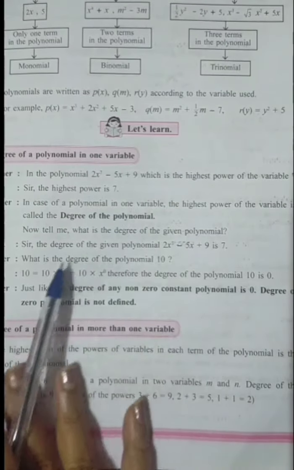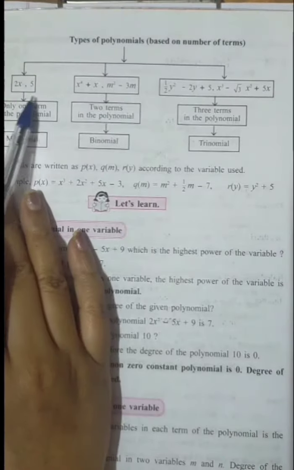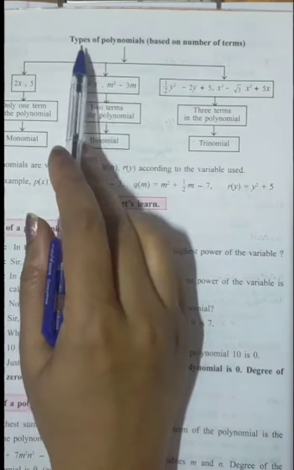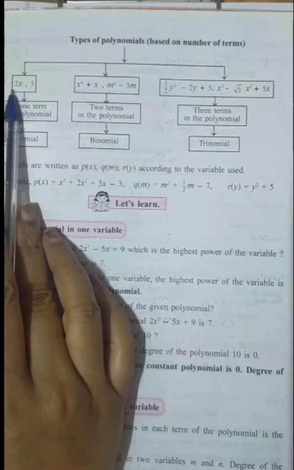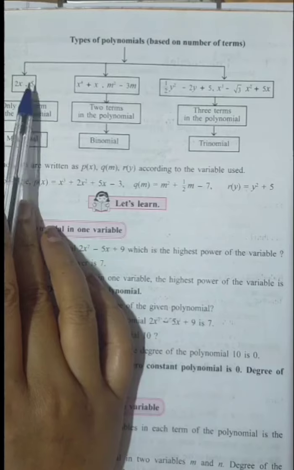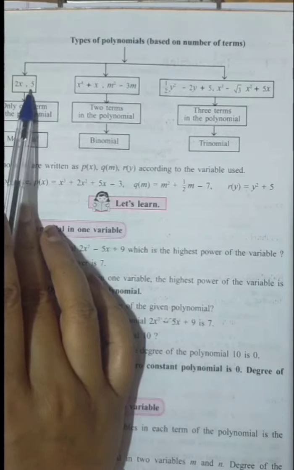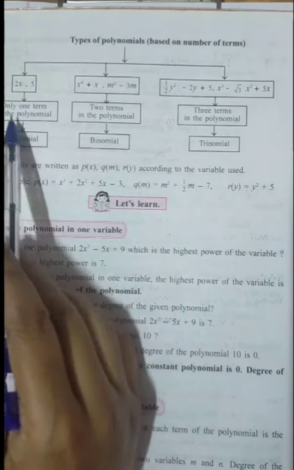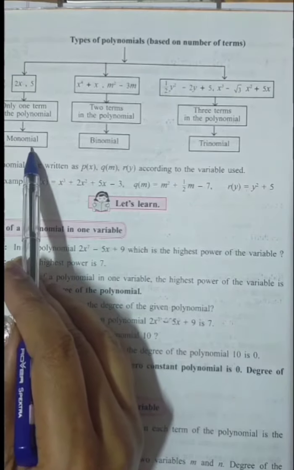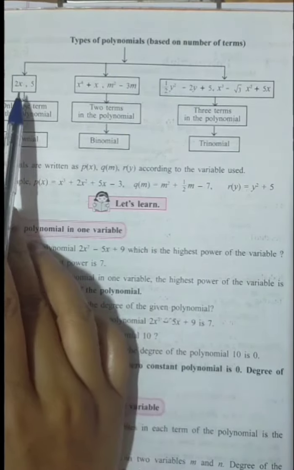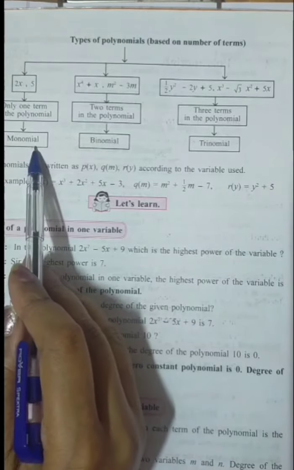Before starting this chapter, there are some important points which I want to explain, that is, types of polynomial based on number of terms. See, in the first box, 2x and 5 are given. Only one term in the polynomial is called monomial. So when there is one term, it's a monomial.